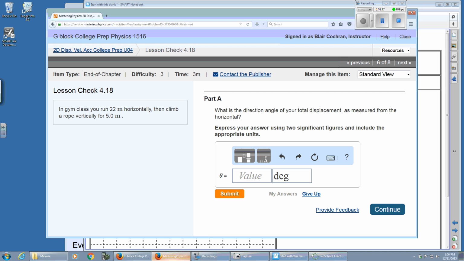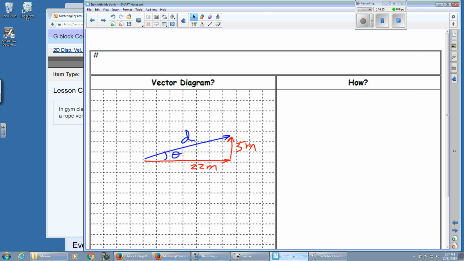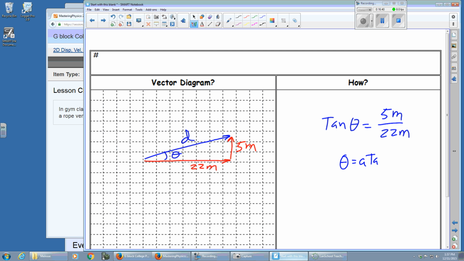What is the direction angle of your total displacement as measured from the horizontal? That's all they want. Okay. So I'm just going to do tan of theta equals opposite over adjacent. So theta is the arctan of 5 meters over 22 meters. This is 4.18. And that's it.